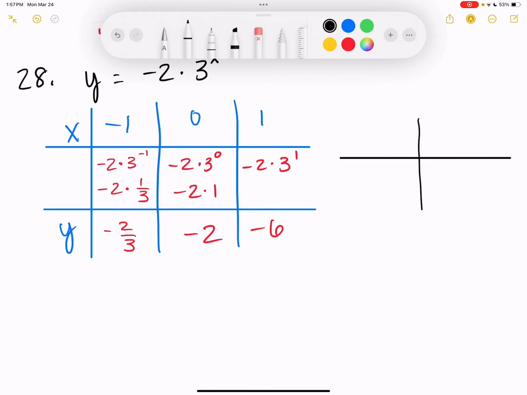So I always draw my graph last because I want to make sure I know where my points are going. All right, so at negative 1, I'm down at negative 2/3. So notice it's below the graph this time. At 0, it's at negative 2, so it's down here. You can just sit right there. And at 1, it's at negative 6, so that's down here. So notice this graph is going down.